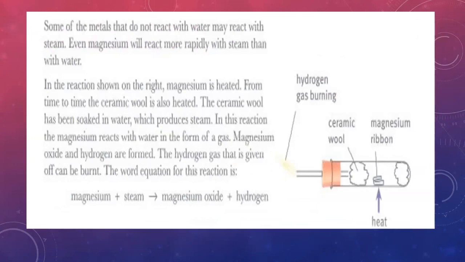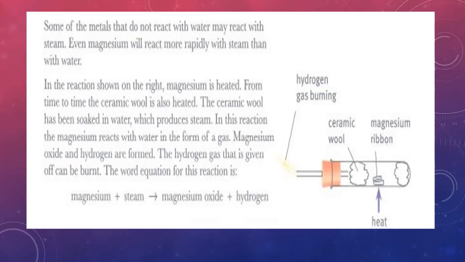What happened? We say that the reaction between metals and water gives metal hydroxide plus hydrogen gas evolved. What happened when these elements react with steam? Steam means hot water. Some metals that don't react with water may react with steam. Even magnesium will react more rapidly with steam than with water.